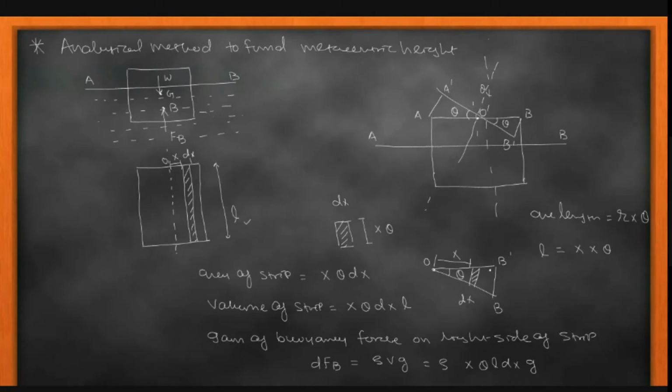Similarly, on the left side we have another triangle, this is OA, and we have this OA dash. The same kind of strip is also there, so we also get a gain in the buoyancy forces in these strips on the left hand side. Similarly we have this gain in the buoyancy forces in the strip considered in OAA dash. So we get the same value of the buoyancy force, dFB equals rho g x theta L into dx.